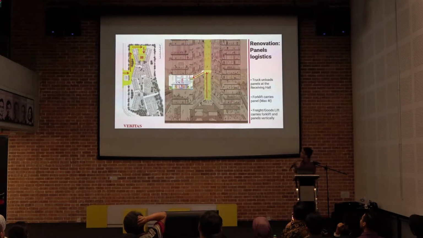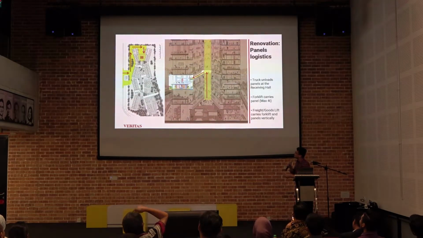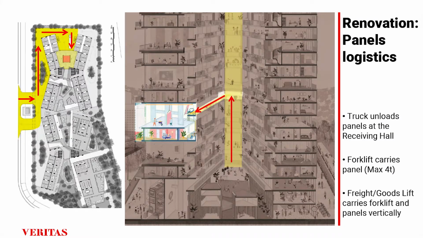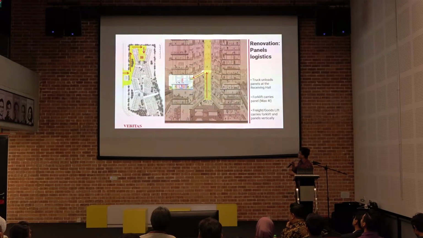So when you buy the prefab elements, the lorry will go into the loading and unloading, goes into this massive lift that you see in factories sometimes, and then it carries all the way up, and the forklift picks it up from the truck, carries it through the construction corridor and then brings it to the site of the house.